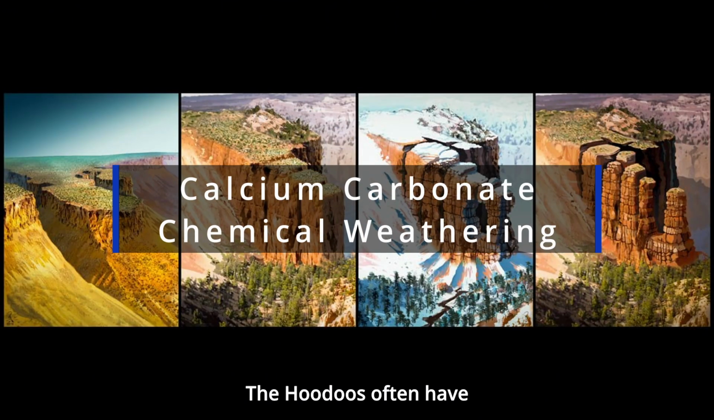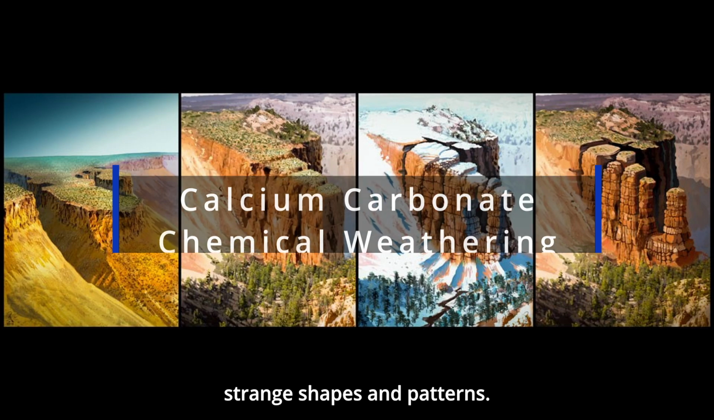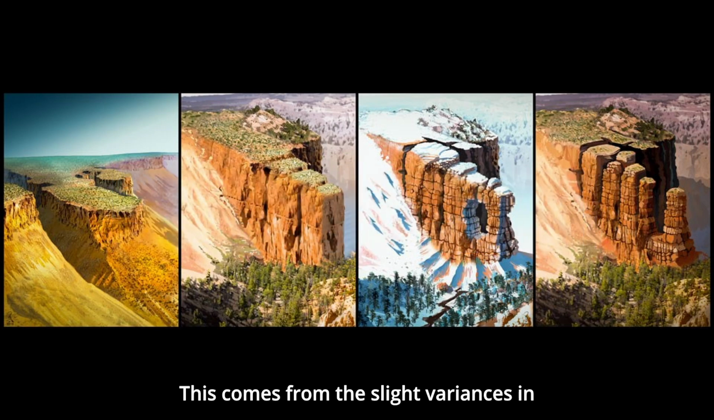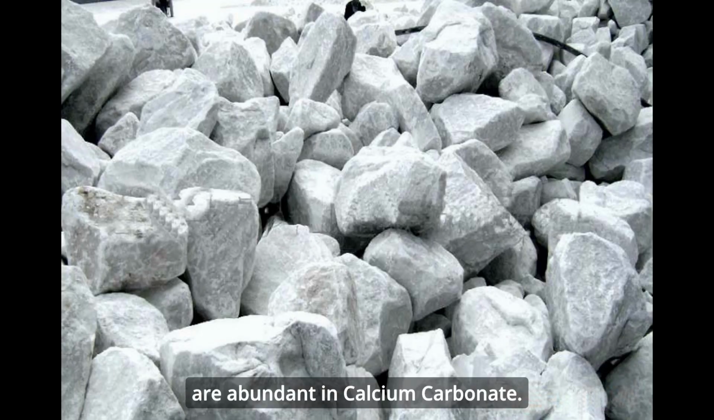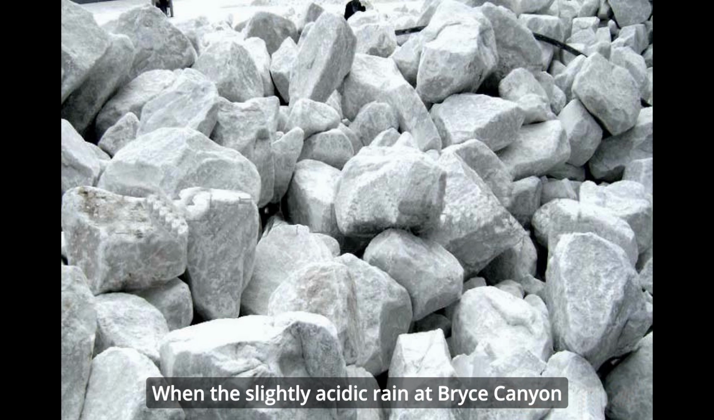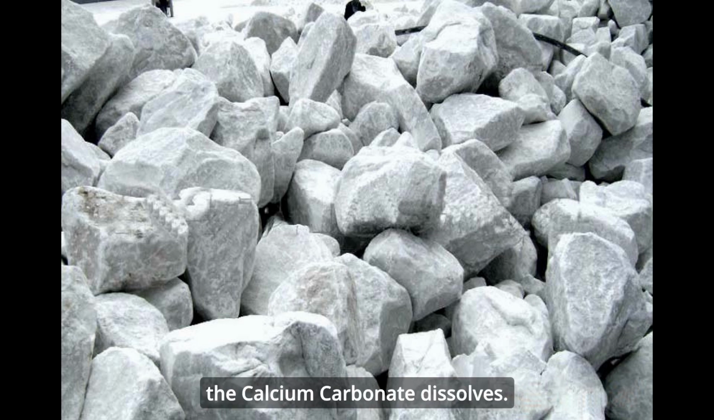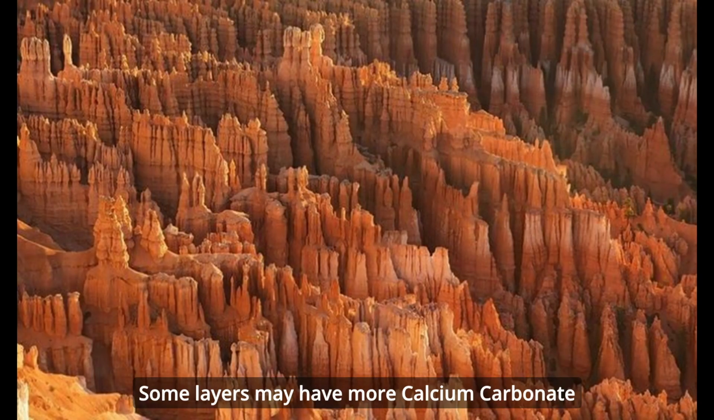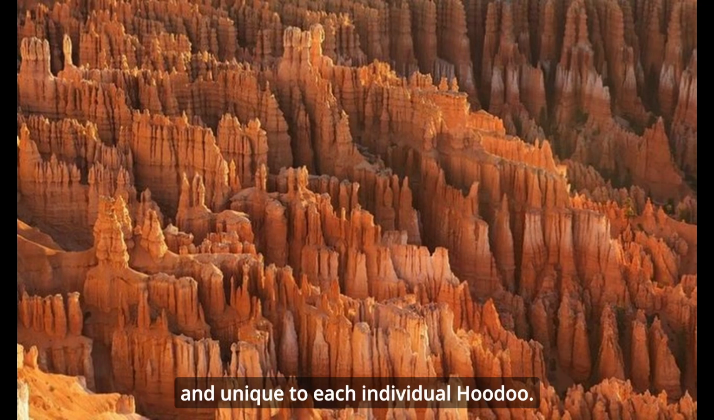The hoodoos often have strange shapes and patterns. This comes from the slight variances in the composition of the rock. All the layers composing Bryce Canyon are abundant in calcium carbonate. When the slightly acidic rain at Bryce Canyon touches these rocks, the calcium carbonate dissolves. Some layers may have more calcium carbonate than others, causing them to indent inwards more and others to jut out. This causes them to erode into shapes specific and unique to each individual hoodoo.